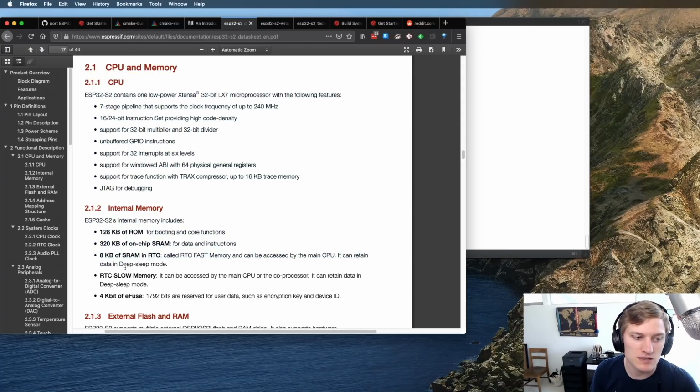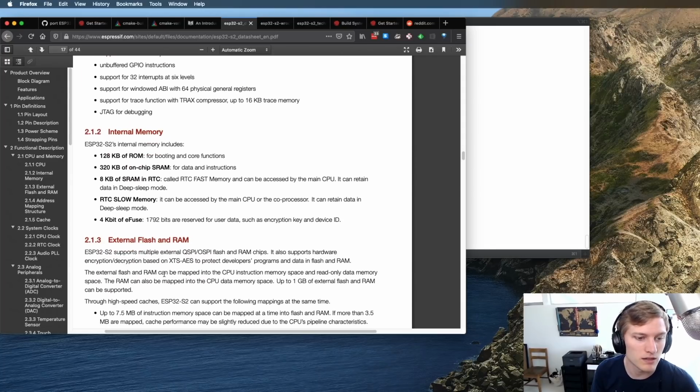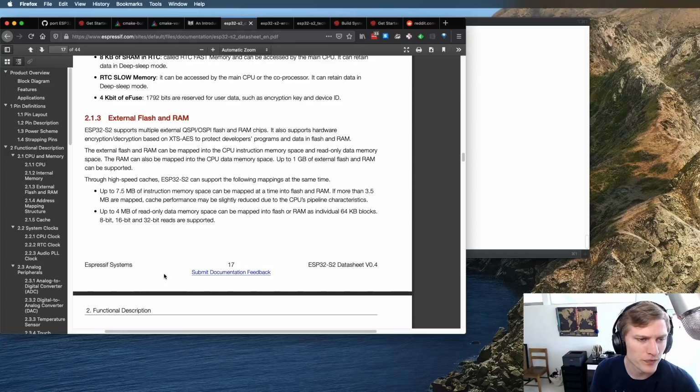Another thing I've been doing is low power sleep modes. So this SRAM in the RTC and the RTC slow memory stuff is interesting, because you can turn off much of the chip by not powering it at all, but you can still have some memory that lasts, which is kind of interesting. And then here, they also tell you how much external memory space you can actually have. It says up to 1 GB of external flash and RAM can be supported, but there's high-speed caches that can only handle up to 7.5 megabytes or 4 megabytes of read-only memory space.